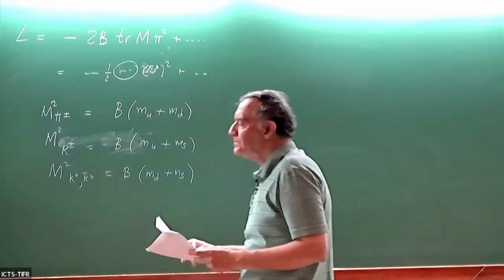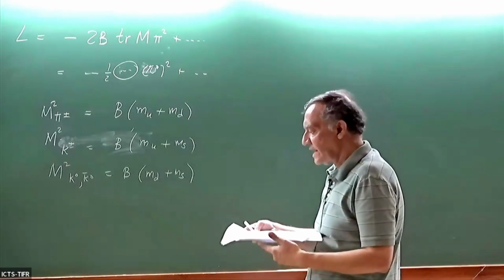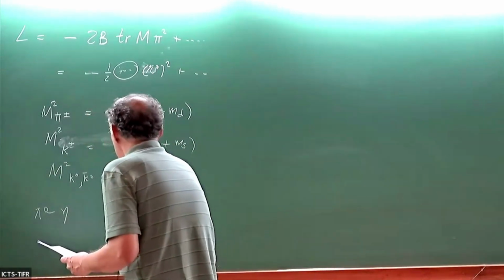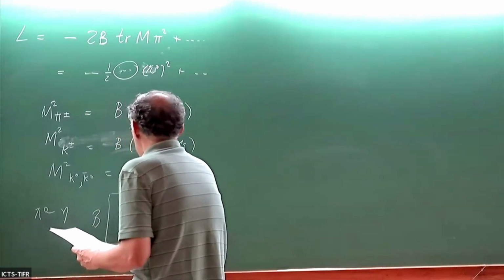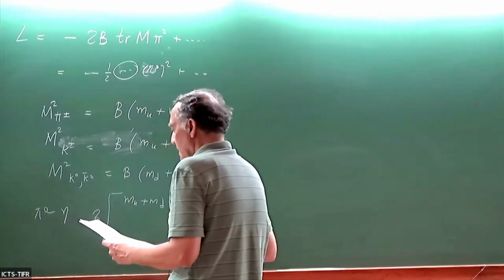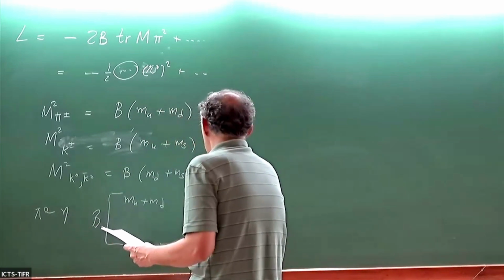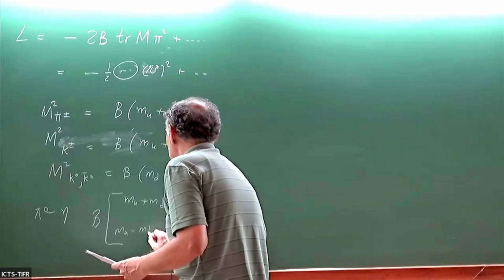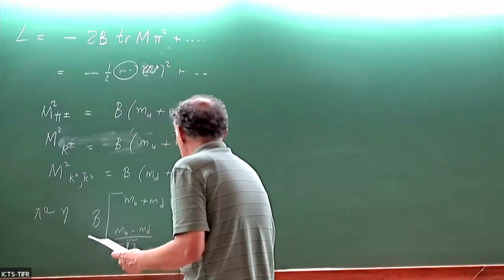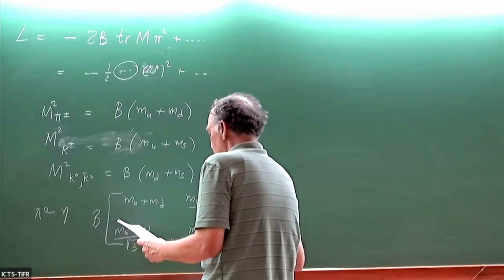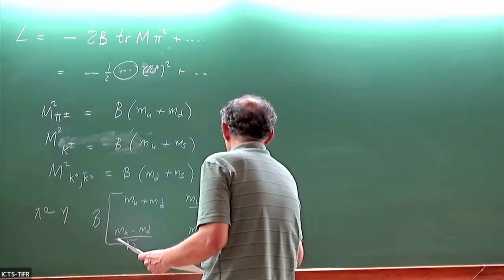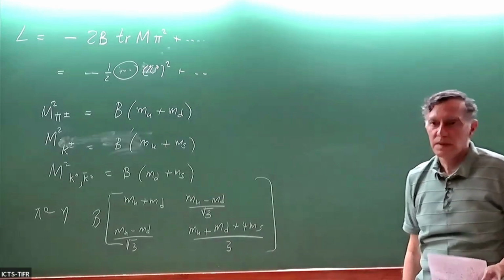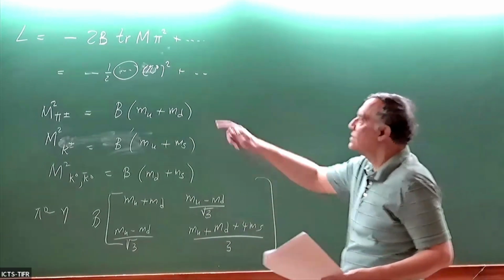And then in the pi 0 eta sector, you get a 2 by 2 mass matrix. So in the pi 0 eta sector, you get a mass matrix, which is B times: here you get m_u plus m_d, then (m_u minus m_d) over square root of 3, (m_u minus m_d) over square root of 3, and this is (m_u plus m_d plus 4 m_s) over 3. Okay, so completely straightforward calculation, just do the trace.